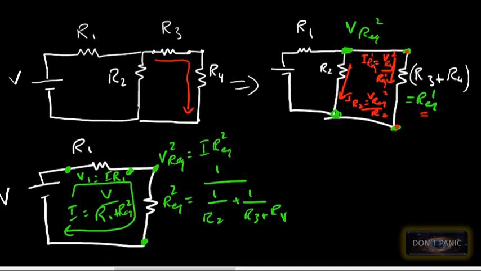Once we know the current in R3, we can find the voltage across R3. V3 is equal to IREQ1 times R3. And then the voltage across R4 is going to be IREQ1 times R4. So that's how you'd find the voltages and the currents across these resistors.